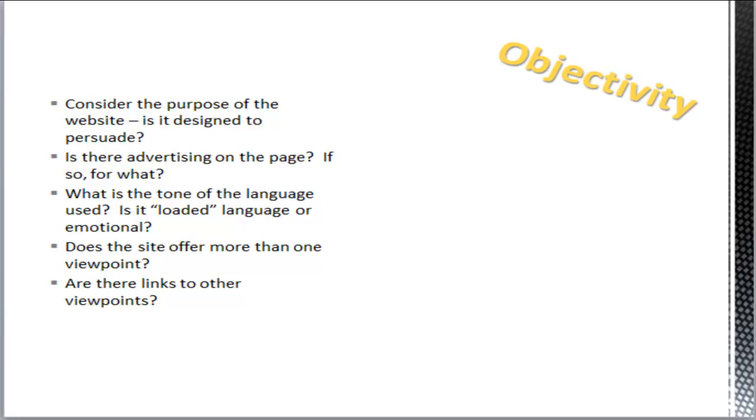First of all, consider the purpose of the website. Is it designed to persuade the user in some way? Is there any advertising on the page? If so, what is being sold and what is the target audience for the product being sold? How is the information presented? Does the site rely on loaded language or broad, unsubstantiated statements? Is emotion used as a means of persuasion? Does the site offer more than one viewpoint? Are there links to other alternative viewpoints?